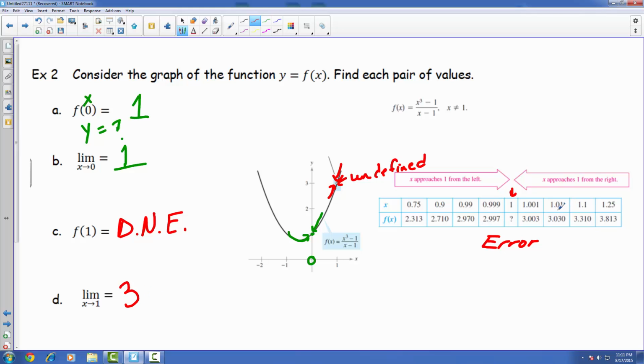Even from our table, we can see that if you were a little bit under 1, your y value is 3. And if you are a little bit more than 1, your y value is 3. So the limit as x approaches 1 is 3. That's what really differentiates f of 1 and the limit as x approaches 1. Okay? So again, that is example 2 from the 1.2 set of notes.